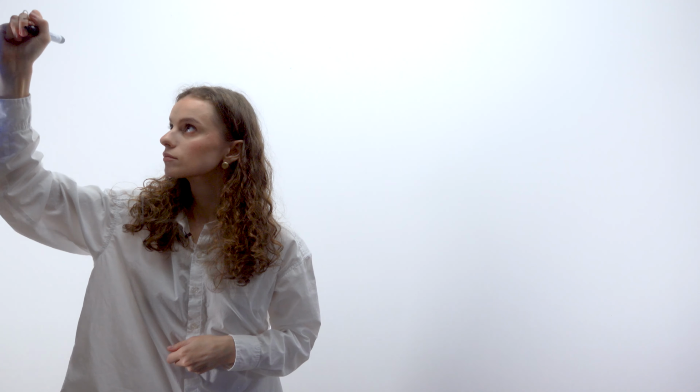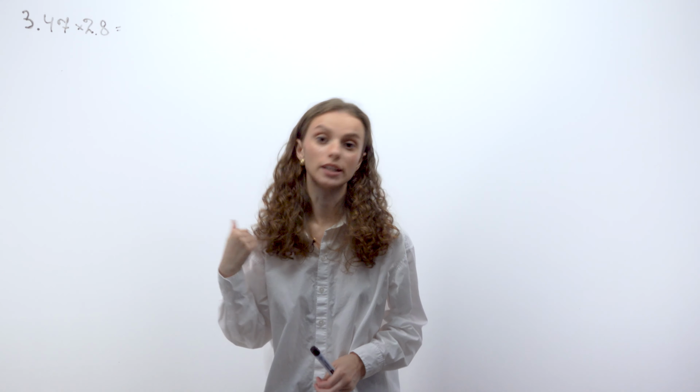Hi, hello! In this video, we're going to talk about multiplying and dividing decimals. So let's go. In our first example, we have 3.47 multiplied by 2.8.